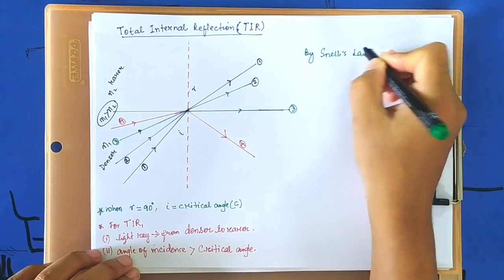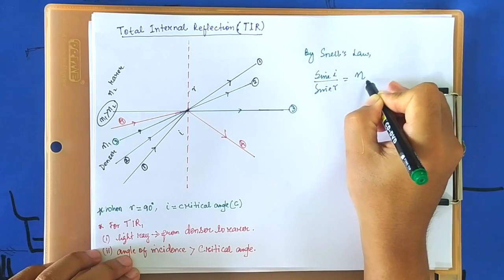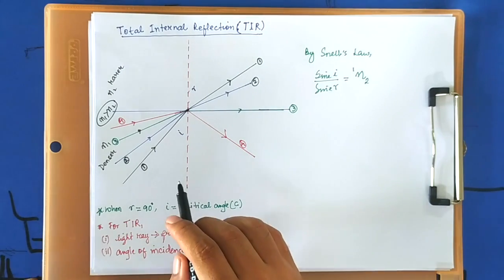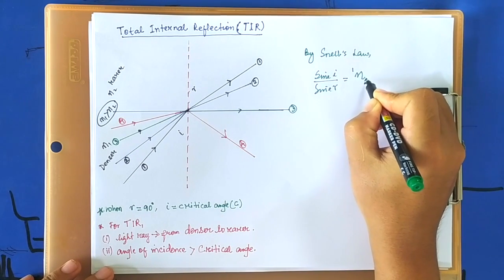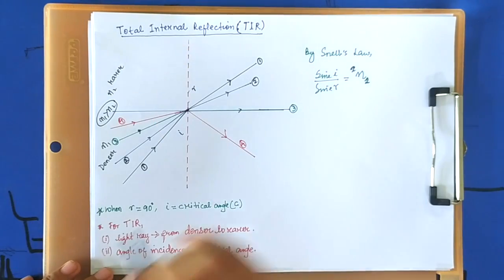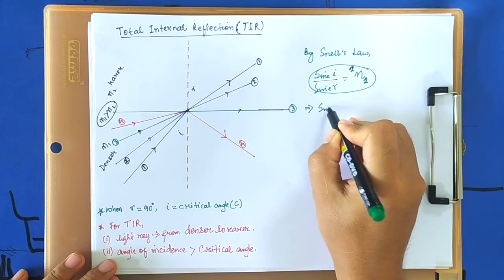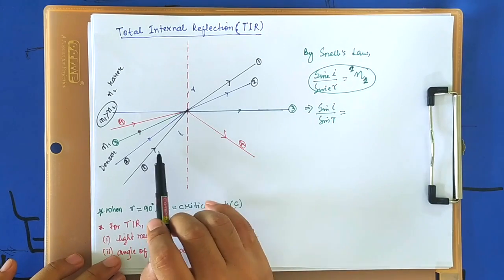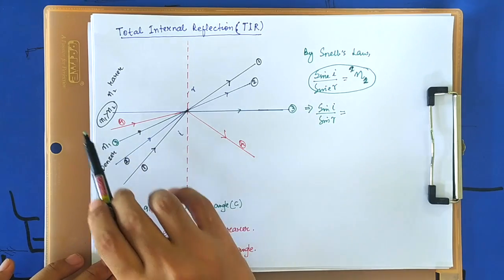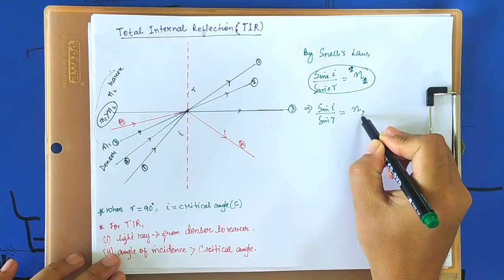Snell's law: sin i by sin r is the refractive index of the second medium with respect to the first medium. From medium one to medium two, the refractive index of medium two with respect to medium one.